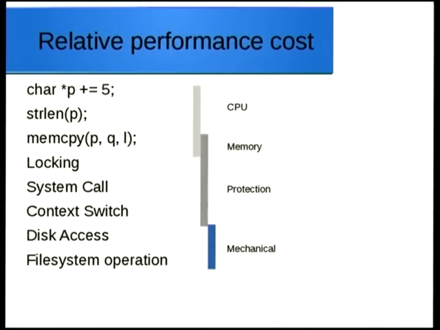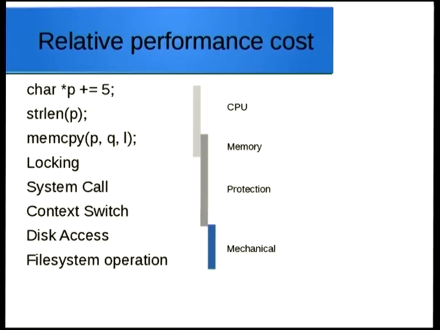This graph shows the relative performance cost of various operations. Increasing a pointer, really cheap. File system operations, really, really expensive. As in, nowadays we have SSDs, but when this graph was first made, you would actually have to move physical atoms around to read stuff off disk.